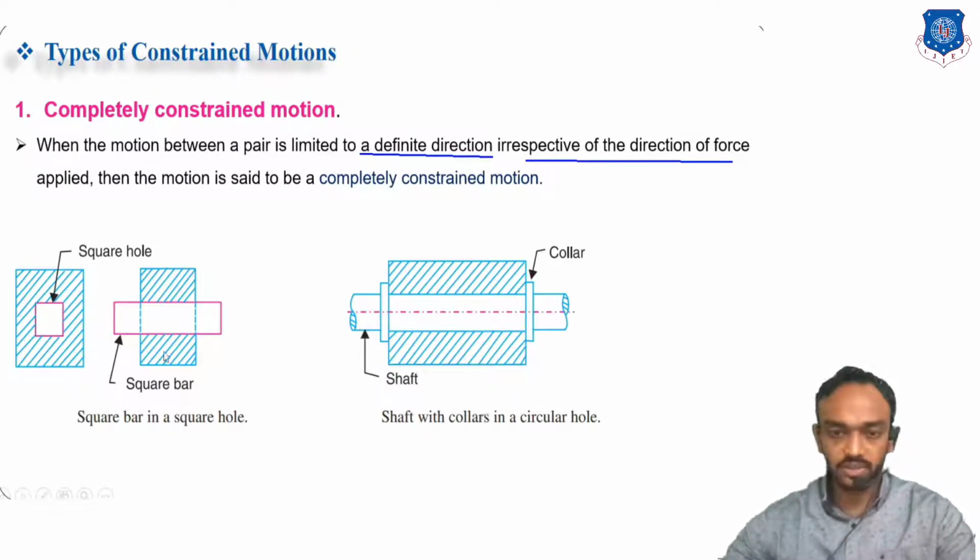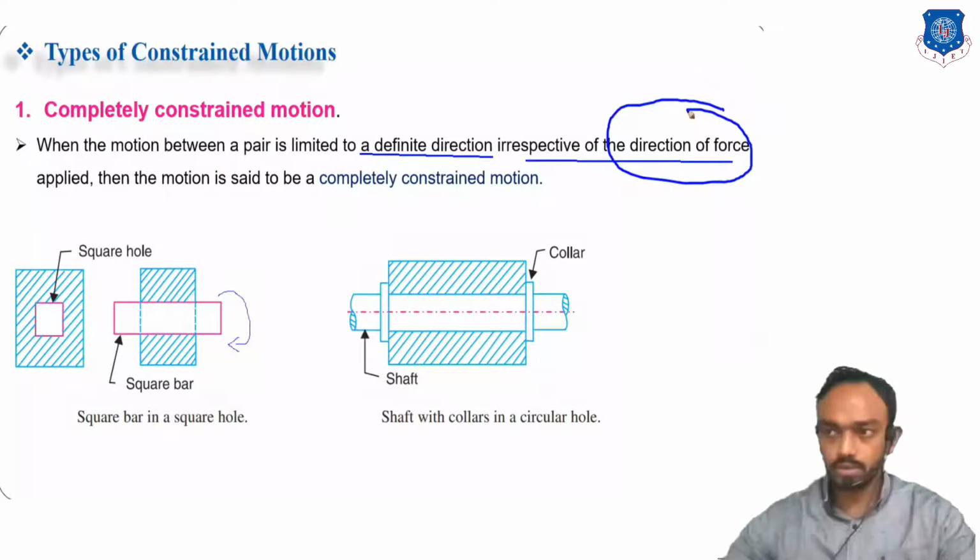First check with the square bar. If you try to rotate this square bar, it will not rotate. Irrespective of the force you give, it will only reciprocate. The possibility of motion is only and only one, then it is called completely constrained. Constrained means it has no option, only one possible motion in one direction.